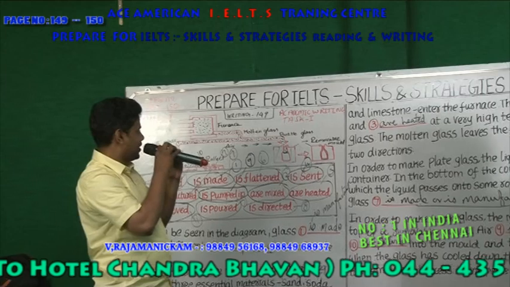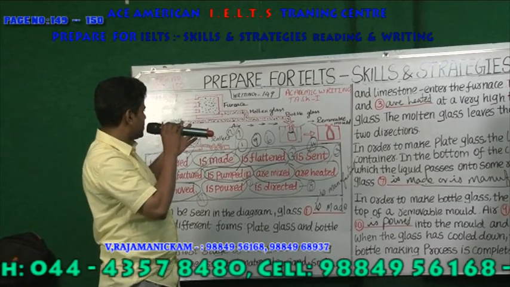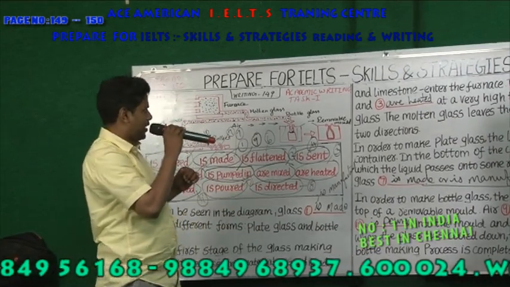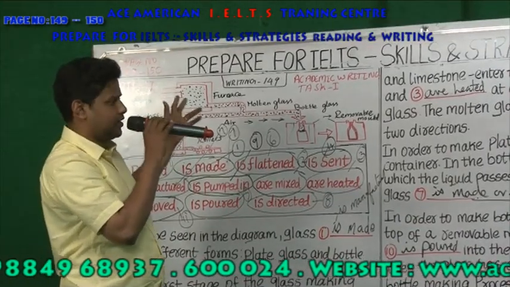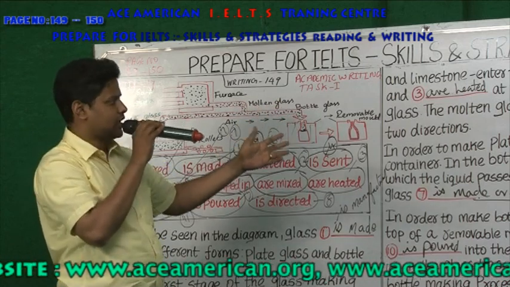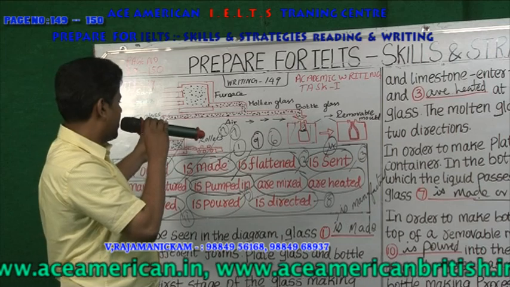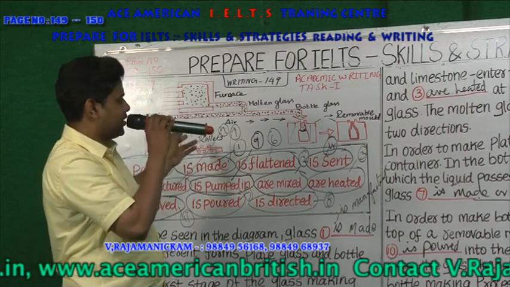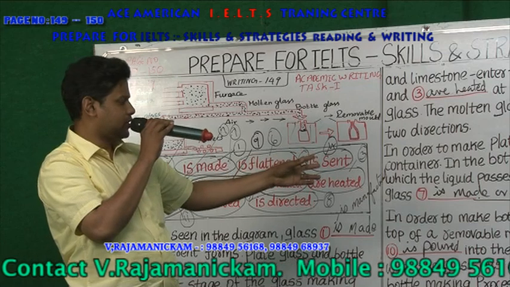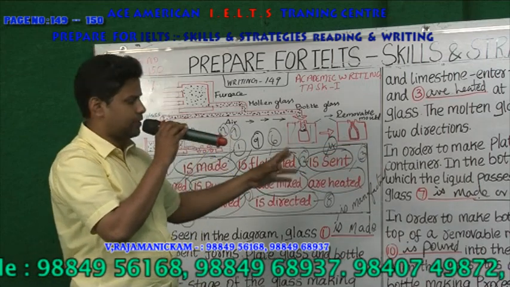In this diagram, it is shown how glass is made. We know glass is made from three raw materials, that is sand, soda and limestone. They are poured into a furnace and then heated at a very high temperature to make molten glass. The molten glass leaves the furnace. It is sent in two directions. One is to make plate glass. In order to make the plate glass, at the bottom of the container there is an opening into which the liquid glass passes, and by rollers it is flattened and the plate glass is made.